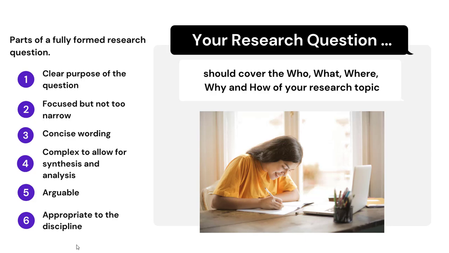A concise research question is expressed in as few words as possible while retaining the goal of the research. A complex research question requires the synthesis and analysis of ideas and sources to compose an answer. An arguable research question has potential answers that are open for debate. An appropriate research question is developed for the discipline and covers the who, what, where, why, and how of the topic being researched.